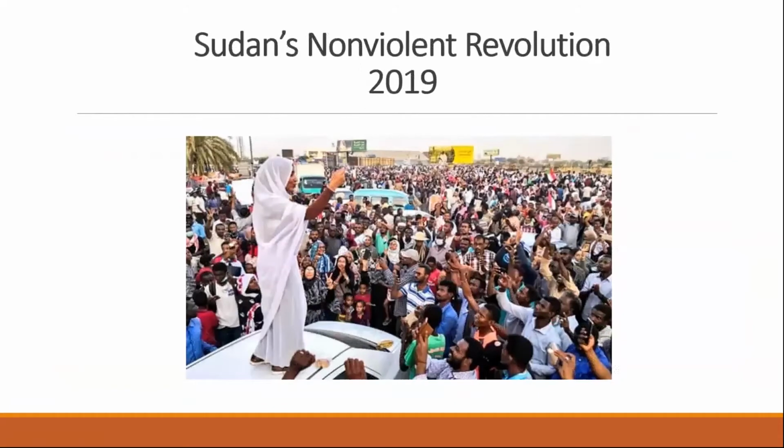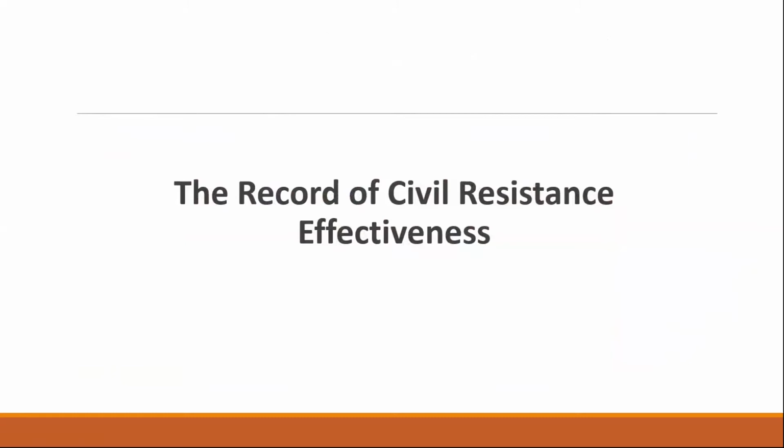And then more recently, Sudan's nonviolent revolution, which is an ongoing struggle. Now that the dictator's been overthrown, they're working out a collaborative and negotiated peace, moving into a phase of peace building and institution building to create a transition government. So I just wanted to show that it's frequent, it's all over the world. There are mixed outcomes, but many successes. And so let's get into the record of civil resistance effectiveness.